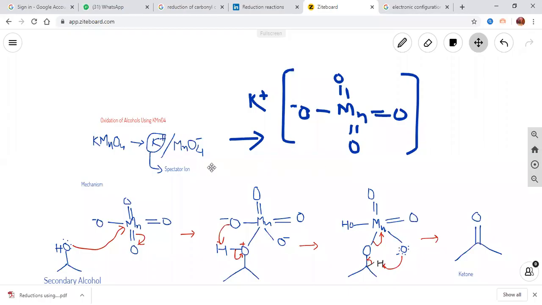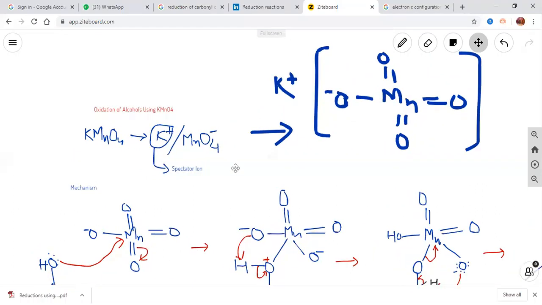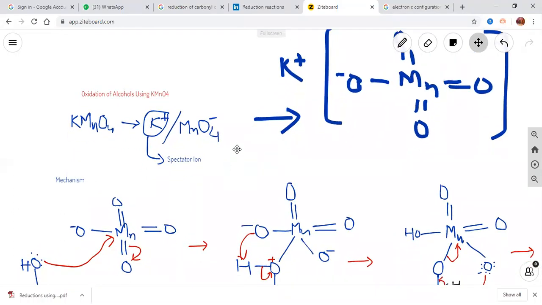Okay, students. Today's first topic is oxidation of alcohols using cheminophore. So this is our cheminophore. This is in cheminophore K positive. It is just a spectator ion. The spectator ion does not take part in the reaction.